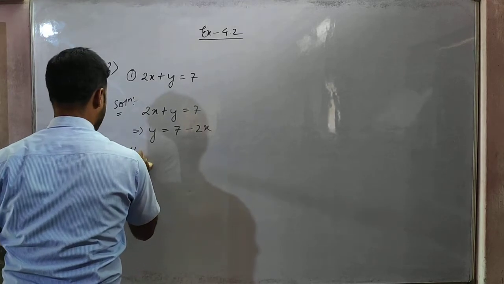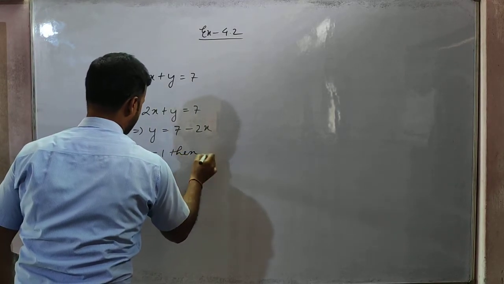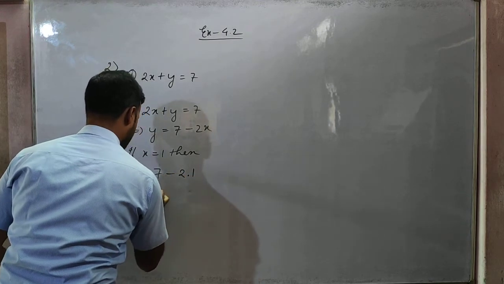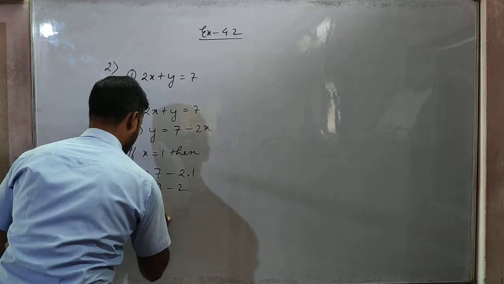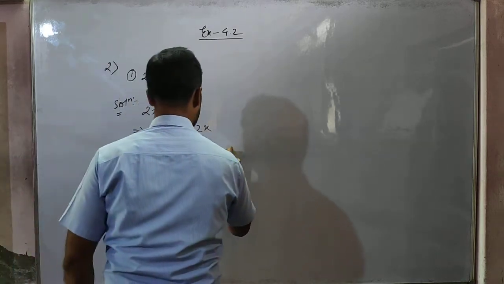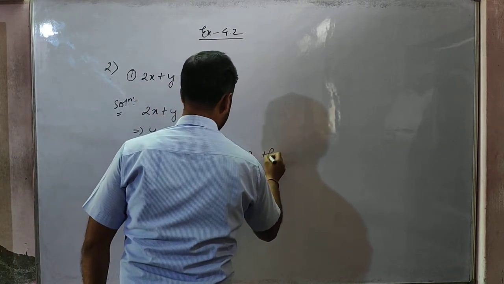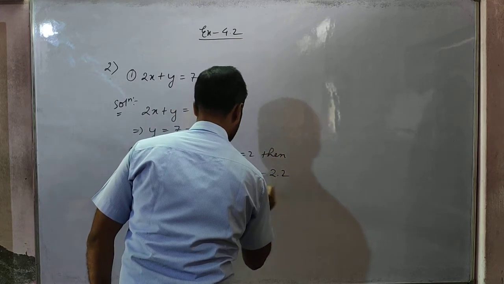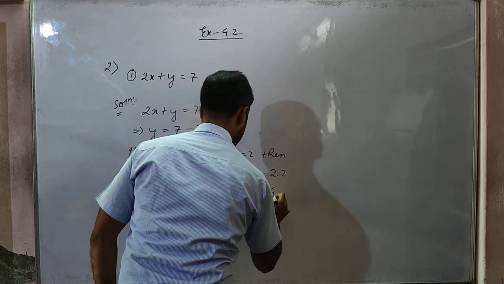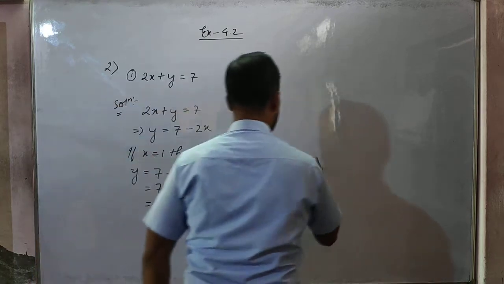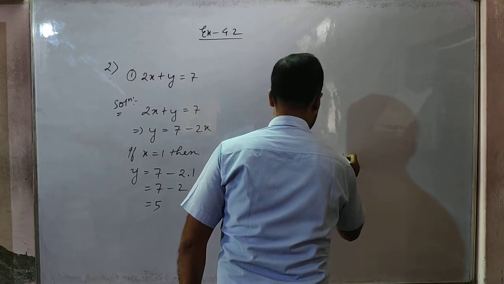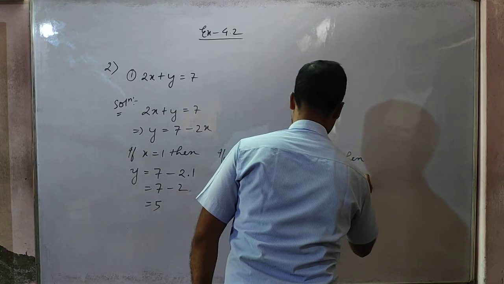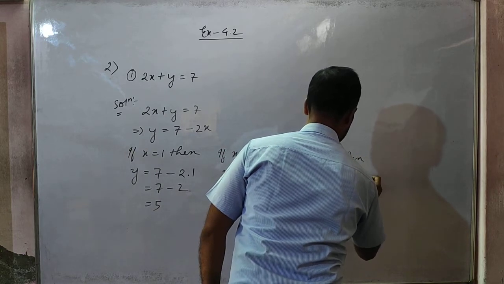So if x is equal to 1, then y is equal to 7 minus 2 into 1. 7 minus 2 is how much? 5. If x is equal to 2, then y is equal to 7 minus 2 into 2, 7 minus 4, that is 3. If x is equal to 3, then y is equal to 7 minus 2 into 3.